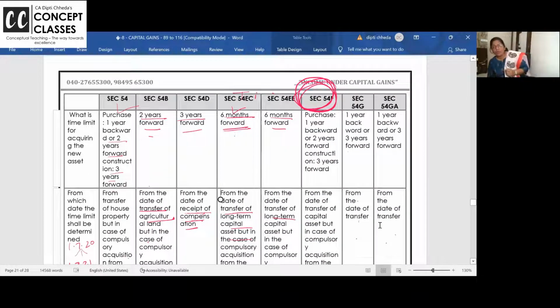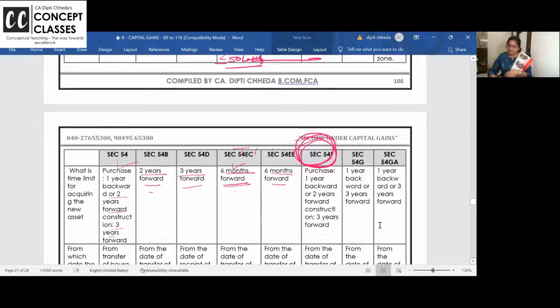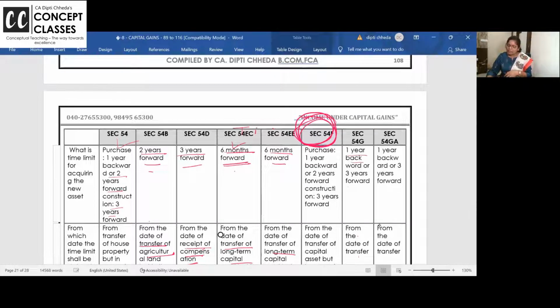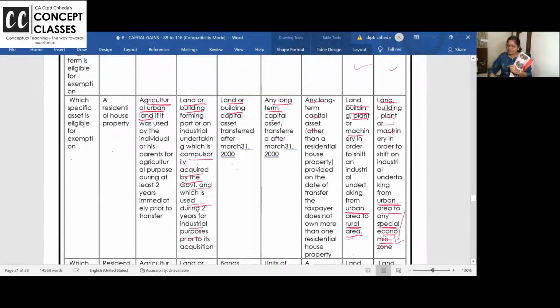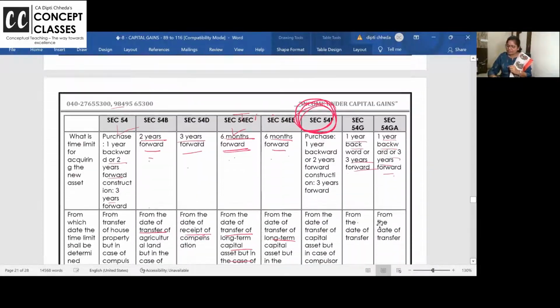It's your own wish. There are so many paper industries, khadi industries, cottage industries which are shifting from the city limit to the rural area. They can claim this exemption. Time limit, 1 year backward, 3 years forward. Only purchase. Here it is 2 years, 3 years, and this one is 6 months, which is logical. 1 year backward, 3 years forward, from the date of transfer. Is that clear? From the date of transfer?